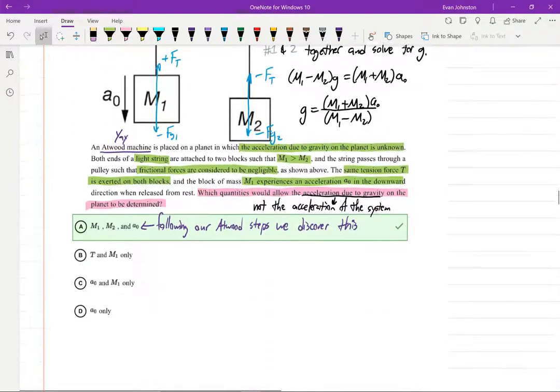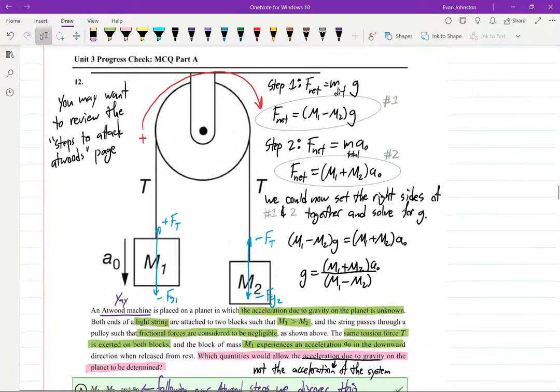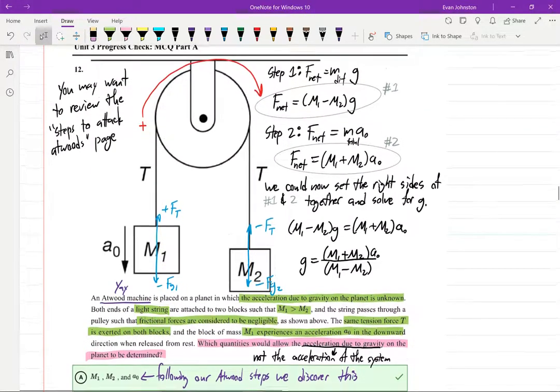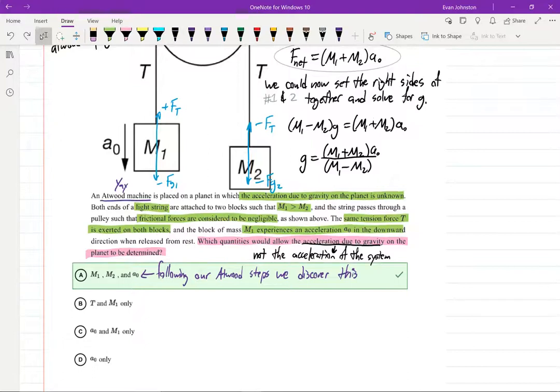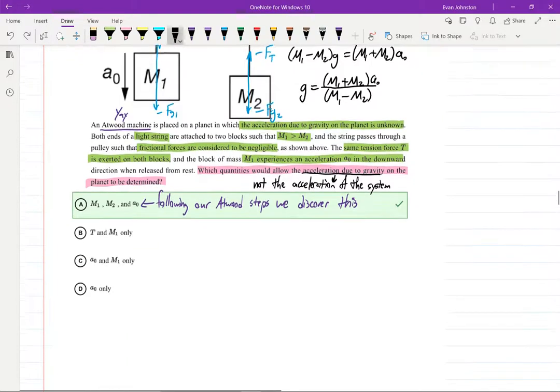Okay, continuing on. 12 was a great one, but not a whole lot of people missed it apparently. This is literally just an Atwood problem. You could have gone through, found those steps for attacking Atwood machines from last unit, and just literally done step 1 and done step 2. And then you would have just gotten an equation and you would have seen that it had to be answer choice A. It literally only has those values in it. It doesn't matter on the tension, but it does matter on both masses.